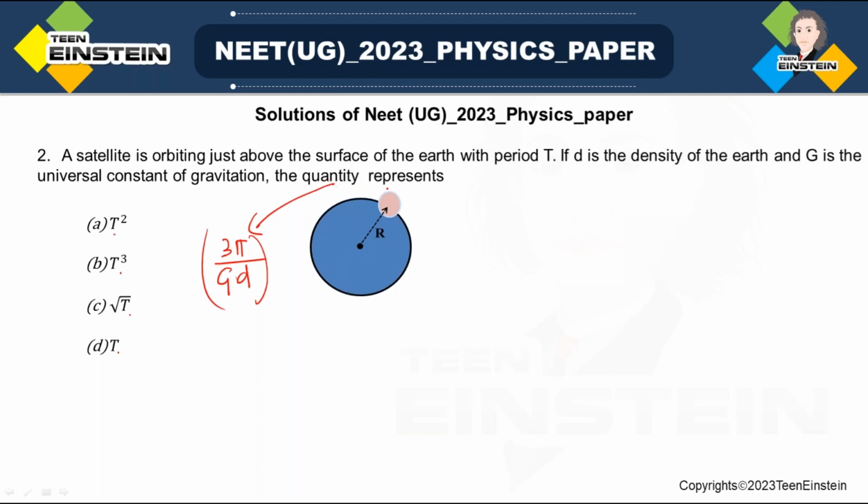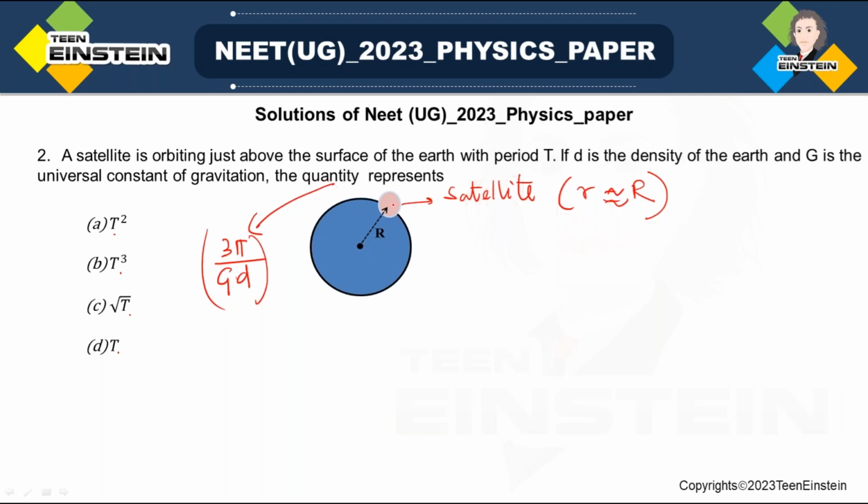See, this is the satellite as you see in this figure. This is the satellite which is orbiting just above the Earth. That means we can take the orbital radius of the satellite, small r, to be equal to the radius of the Earth itself. Nearly that, since just above it is said. So that's how we'll take this.